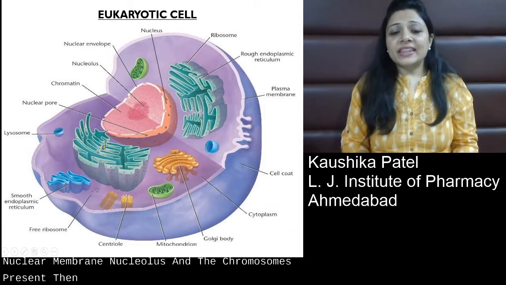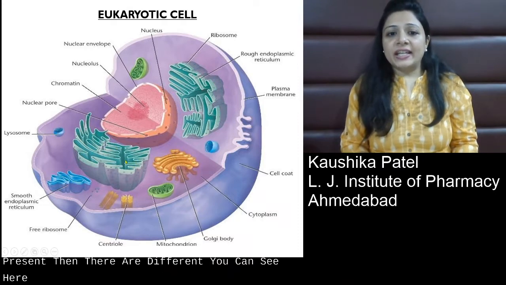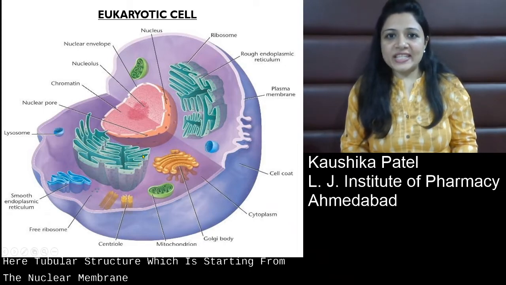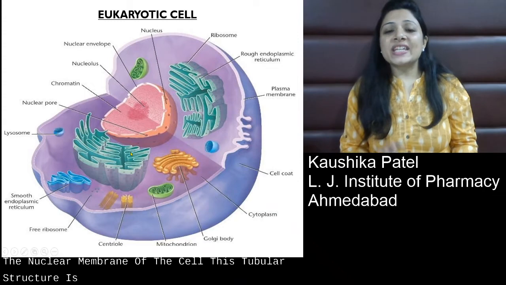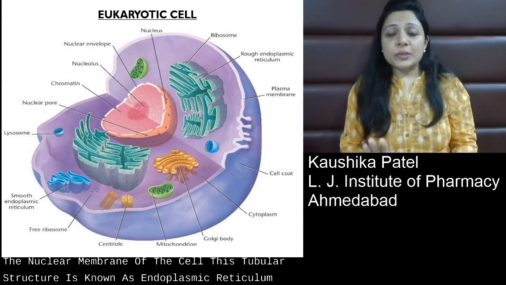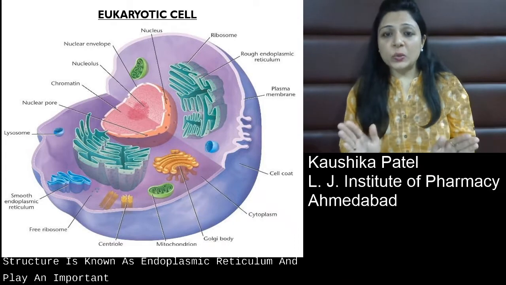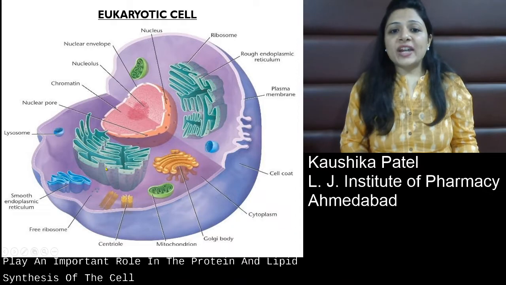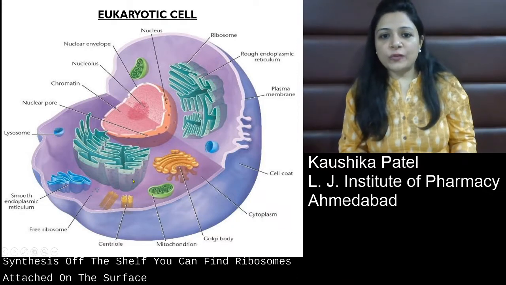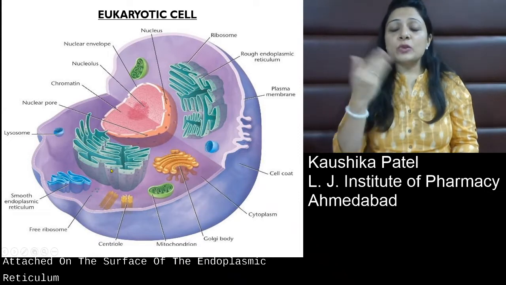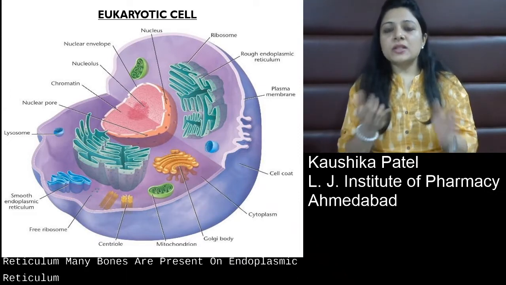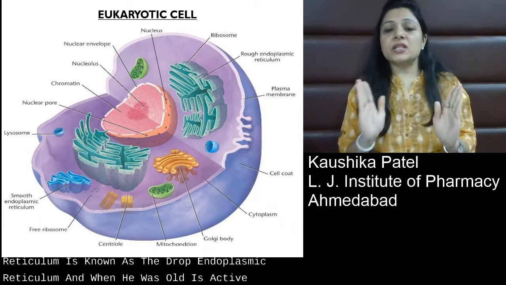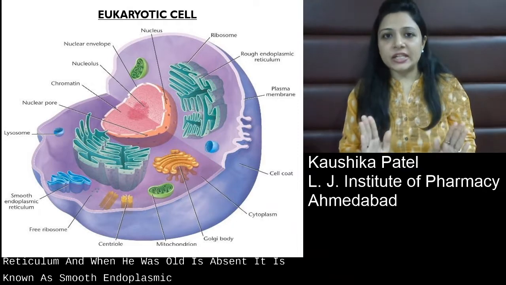Then you can see there are tubular structures starting from the nuclear membrane of the cell. This tubular structure is known as endoplasmic reticulum. Endoplasmic reticulum plays an important role in the protein and lipid synthesis of the cell. You can find ribosomes attached on the surface of the endoplasmic reticulum. When ribosomes are present on endoplasmic reticulum, it is known as rough endoplasmic reticulum. And when ribosome is absent, it is known as smooth endoplasmic reticulum.